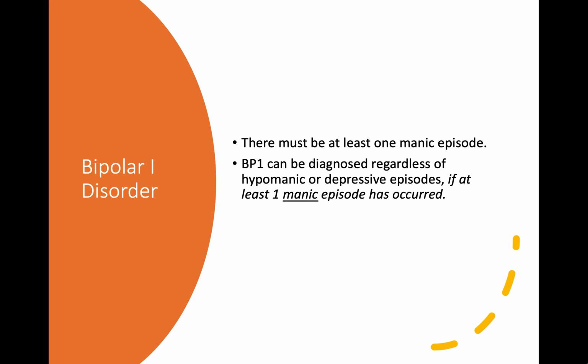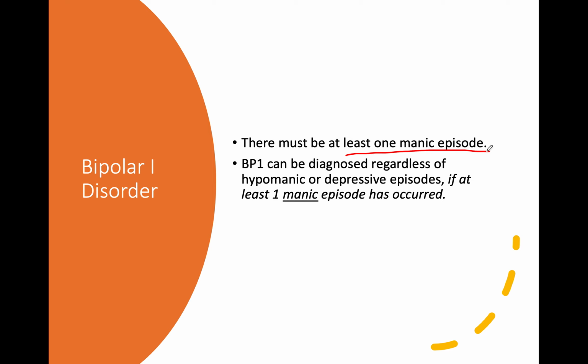So for bipolar 1, there's a bipolar 1 and a bipolar 2. Bipolar 1 means that there has been at least one manic episode. After that, it doesn't matter if they've had hypomanic or depressed episodes. The trigger point for bipolar 1 is a manic episode. And there are individuals who only have manic episodes. So on that chart, they go up to mania and then to euthymia, and that's the pattern.